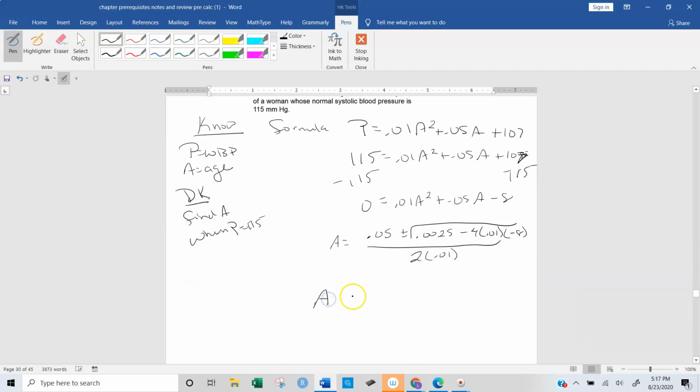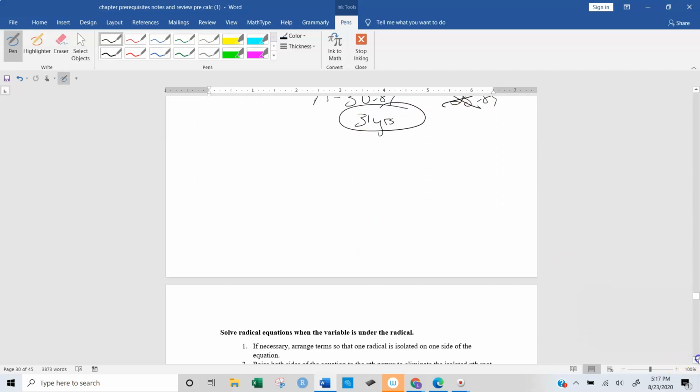And when I used the positive, I got a equals 30.89. So the nearest year would be 31 years. And when I used the negative, I got a negative 25.89, I think. And that's not possible. You can't have negative years. So my answer is 31 years old.